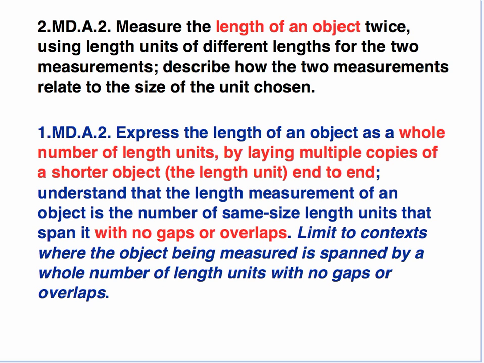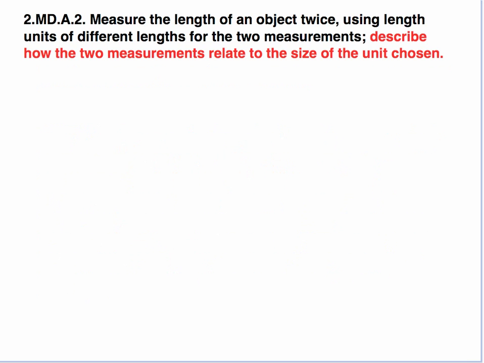Students should already have some experience with the idea of the length of an object. Back in first grade, there was standard 1.MD.A.2, where students were expected to express the length of an object as a whole number of length units by laying multiple copies of a shorter object end to end with no gaps or overlaps. What is probably new in this standard is the second statement, where students need to describe how the two measurements relate to the size of the unit chosen.